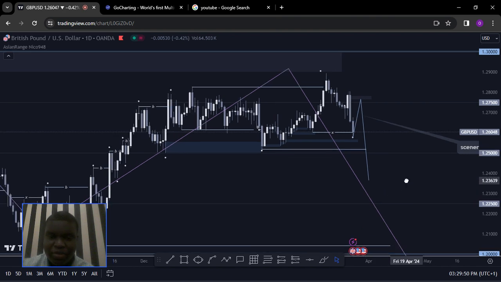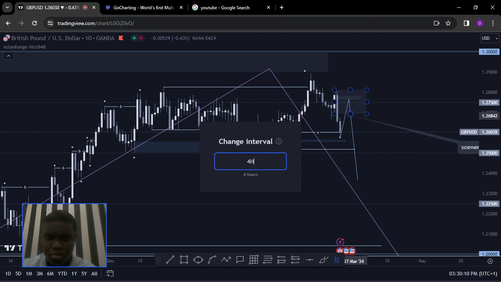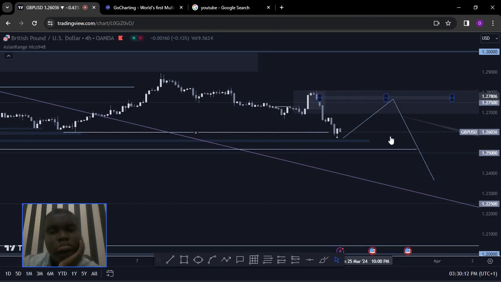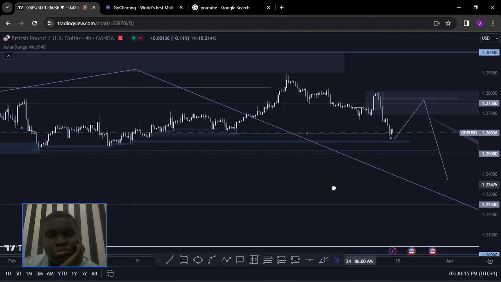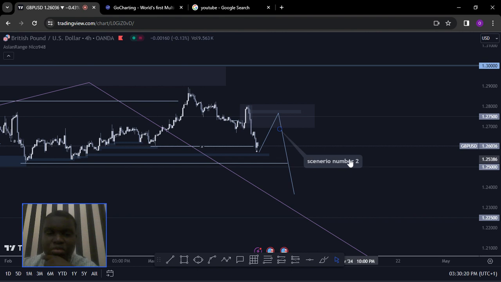So that's what we have. The supply zone that could help us do this is right here. That's the supply zone. This smaller one, I already refined it, so if you drop to the 4 hour time frame. Oh, this is the scenario I already drew. Scenario 2. I'll share scenario 1.